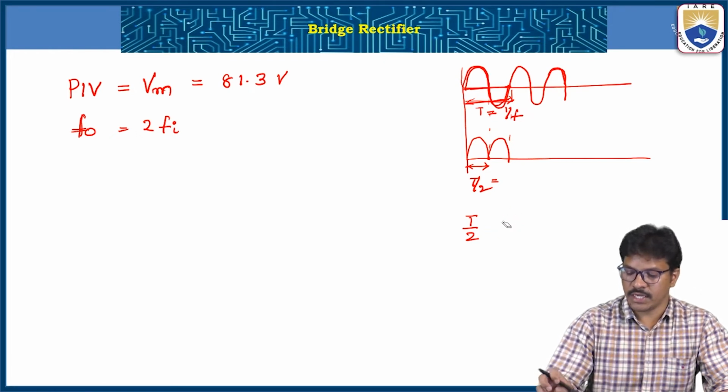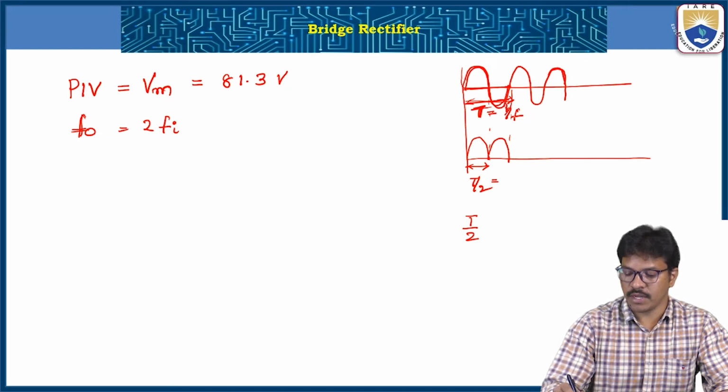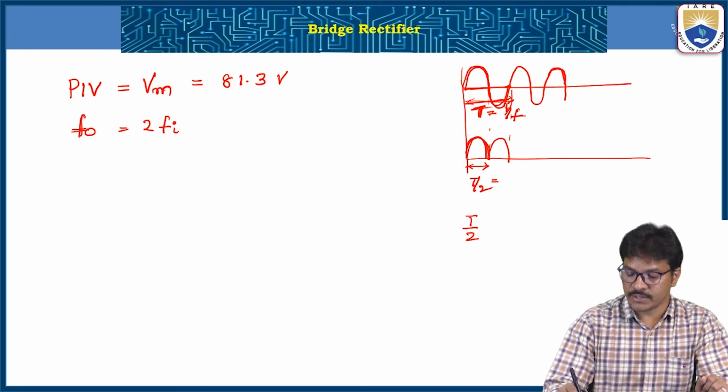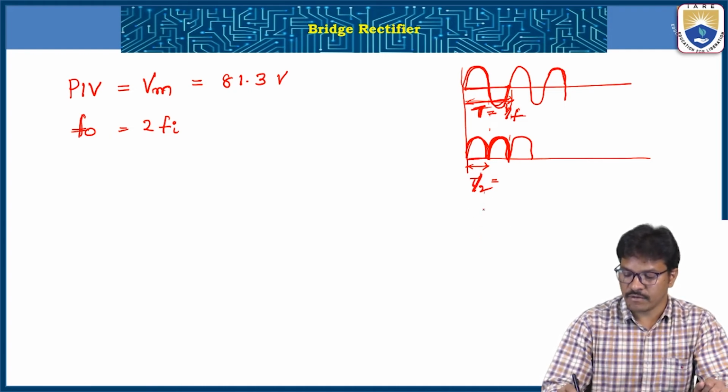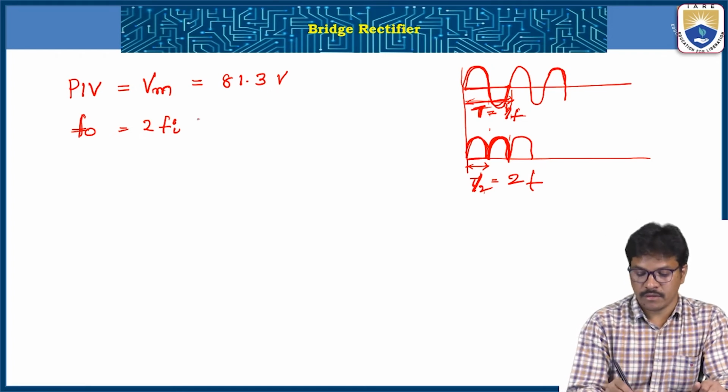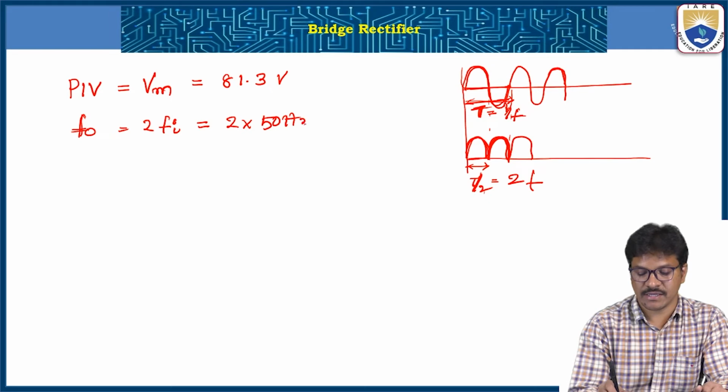In the rectified output, the time period gets halved, that means frequency doubles. So 2 into F, which is equal to 2 into 50 hertz. You will get 100 hertz.